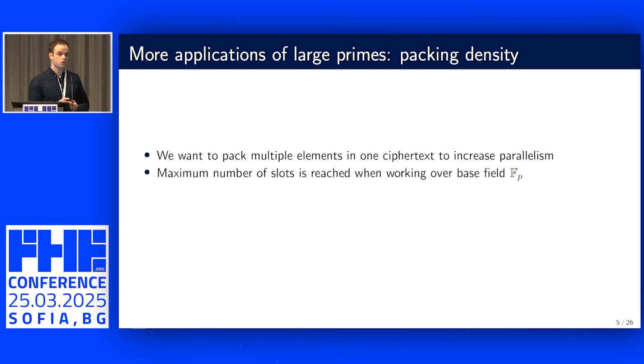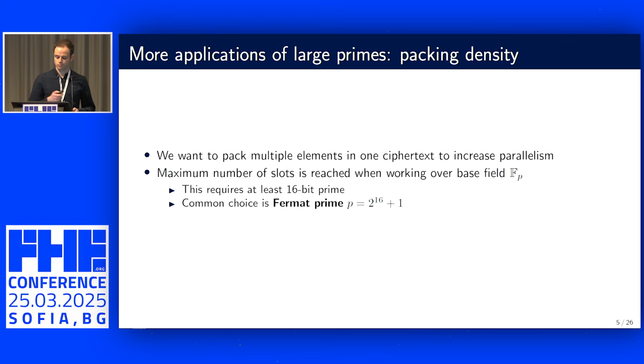A final reason why we would like to use these large primes is packing density. So remember that we would like to pack multiple elements in a ciphertext to increase parallelism. Due to certain mathematical reasons, this is only possible in a very efficient manner when using primes that are at least 16 bits in size. And for that reason, a very common choice is this Fermat prime that you can see on the slides.